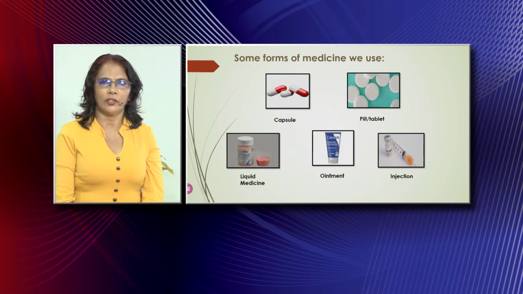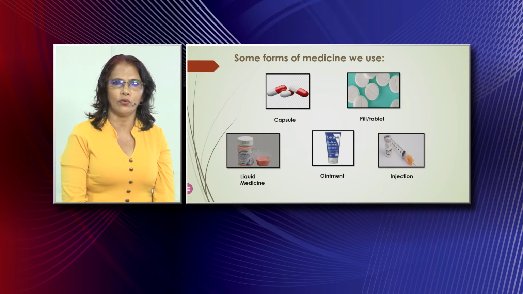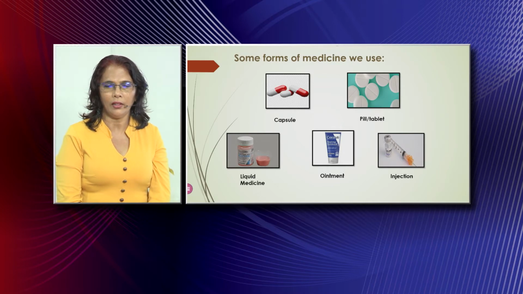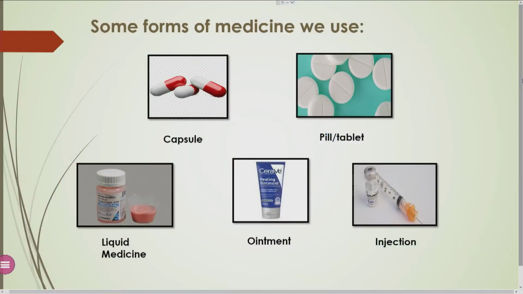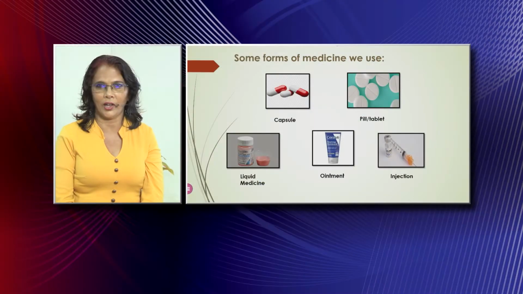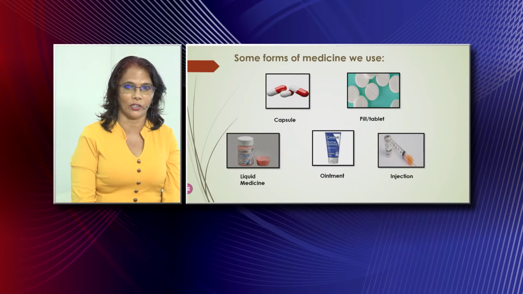Here we have pictures of some forms of medicine that we use. We have capsule, then we have the pill. Another name for the pill is tablet. Then we have liquid medicine like the cough syrup that you may drink if you are coughing. Then you have ointment. If you have a rash, your mommy may rub you down with the ointment. Then you have the one that nobody likes but we have to take if we are really ill, and that one is the injection. All right, remember I said the last time I don't like injections.